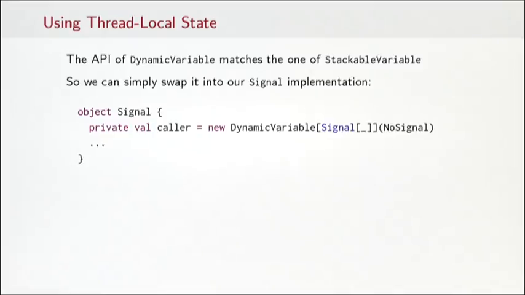And we have engineered that, in fact, the API of stackable variable matches exactly the API of dynamic variable. So we can simply swap out stackable variable, the global state that we want to avoid, for dynamic variable, which gives us the thread local state. So the signal now would read: caller equals new dynamic variable with the same type parameter and initial value.